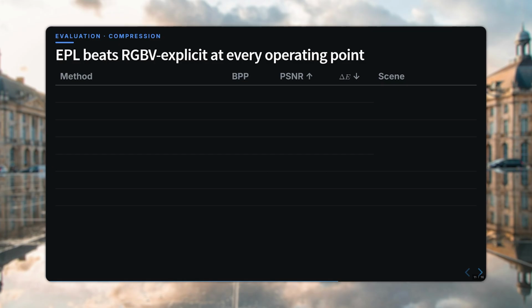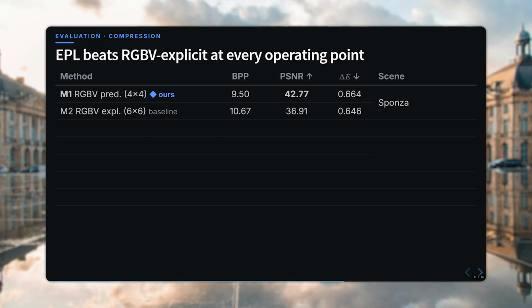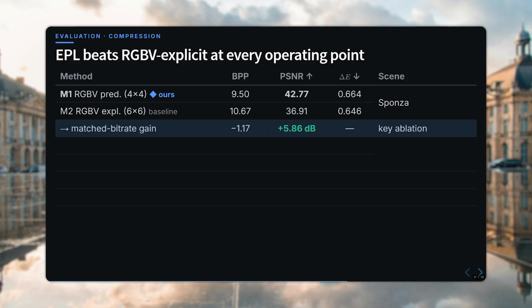This table compares EPL against the RGBV explicit baseline. So this top row is Sponza with our predicted method at a 4x4 block. And this is the explicit chroma baseline at a matched bitrate. So at matched bitrate, EPL comes out 5.86 dB better, and it's actually using fewer bits.